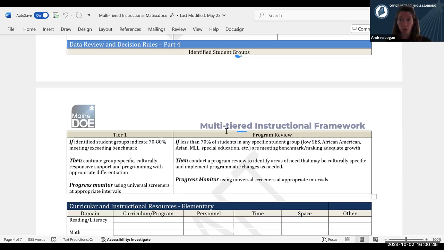Because if you have a student group that is indicating that they are below 70 to 80% of meeting benchmark or meeting needs or expectations in the general education setting, you have a program identification or a program review that needs to happen. So if less than 70% of any of those student groups are meeting benchmark, then you need to conduct a program review to identify areas of need. This is going to be in addition to any individual services that those students may be receiving, because we want to know that what we're doing is responsive to those individual student groups, as well as just our students that don't have any indication or any additional supports that they're receiving.